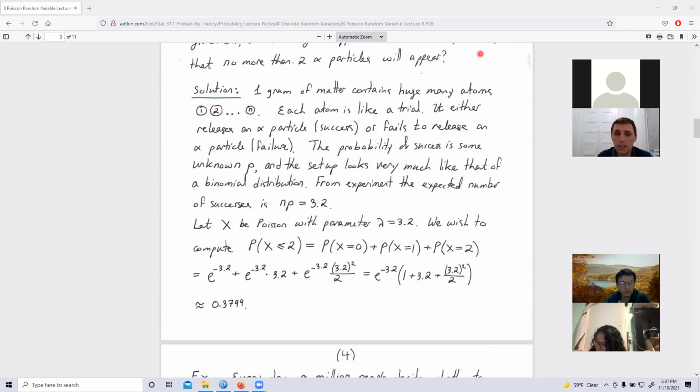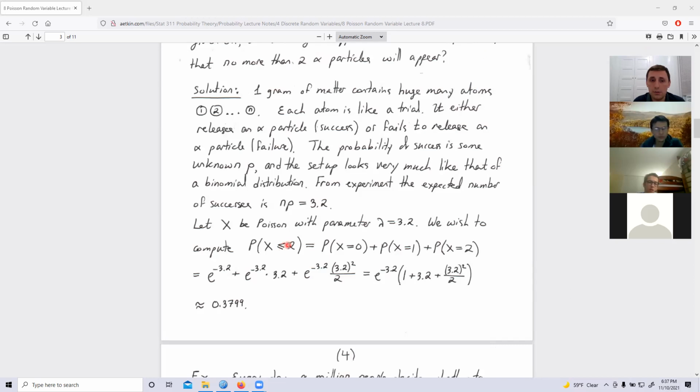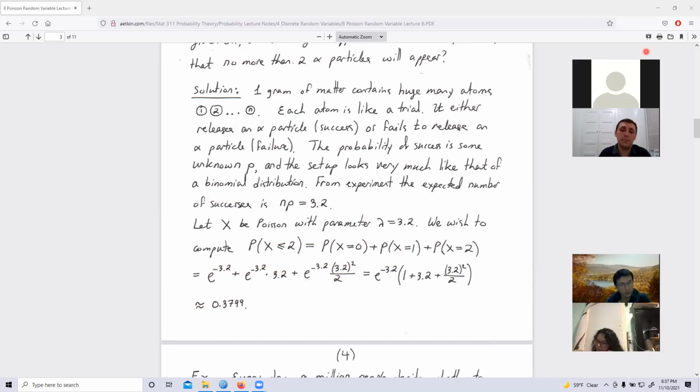So the probability that x is less than or equal to 2, that means no more than 2, is the probability that we have 0 or 1 or 2 alpha particles released. And by Poisson that is e to the minus 3.2, plus e to the minus 3.2 times 3.2, plus e to the minus 3.2 times 3.2 squared over 2. And that means it's about 38%. So there's a 38% chance that in this 1 second, 2 or fewer alpha particles are released.